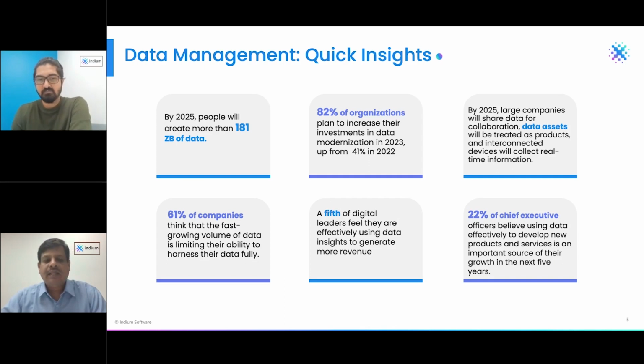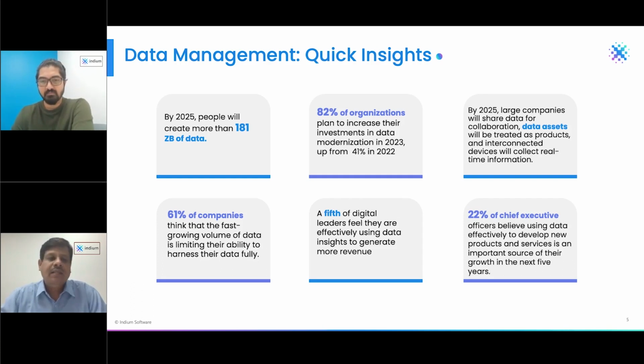61% of the companies think that the fast-growing volume of data is limiting their ability to harness their data fully. A fifth of digital leaders feel they are effectively using data insights to generate more revenue, which is really less compared to the number of digital leaders who should be actually using the data insights to generate more revenue. But we'll look into the possibilities why the numbers are less there. 22% of the chief executive officers believe using data effectively to develop new products and services is an important source of their growth in the next 5 years.